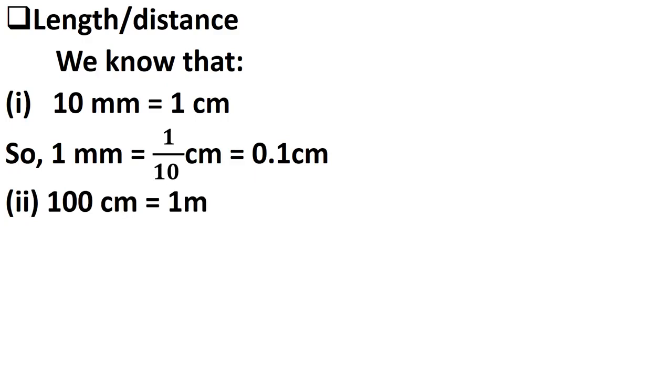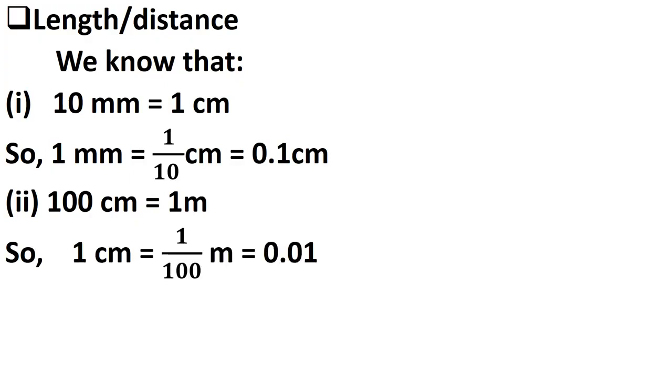Now 100 centimeter equal to 1 meter. Now we are converting centimeter into meter. So 100 centimeter equal to 1 meter. 1 centimeter equal to 1 upon 100 meter, which is equal to 0.01 meter. Because in denominator, now here are 2 zeros. So we will place decimal before 2 digits.